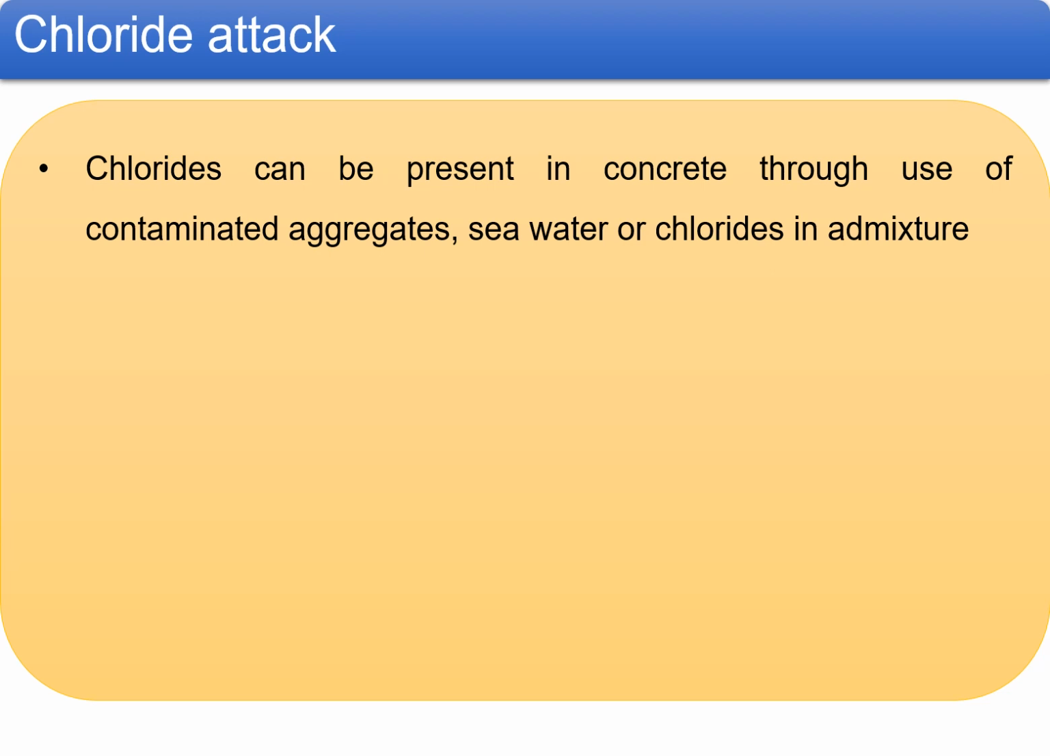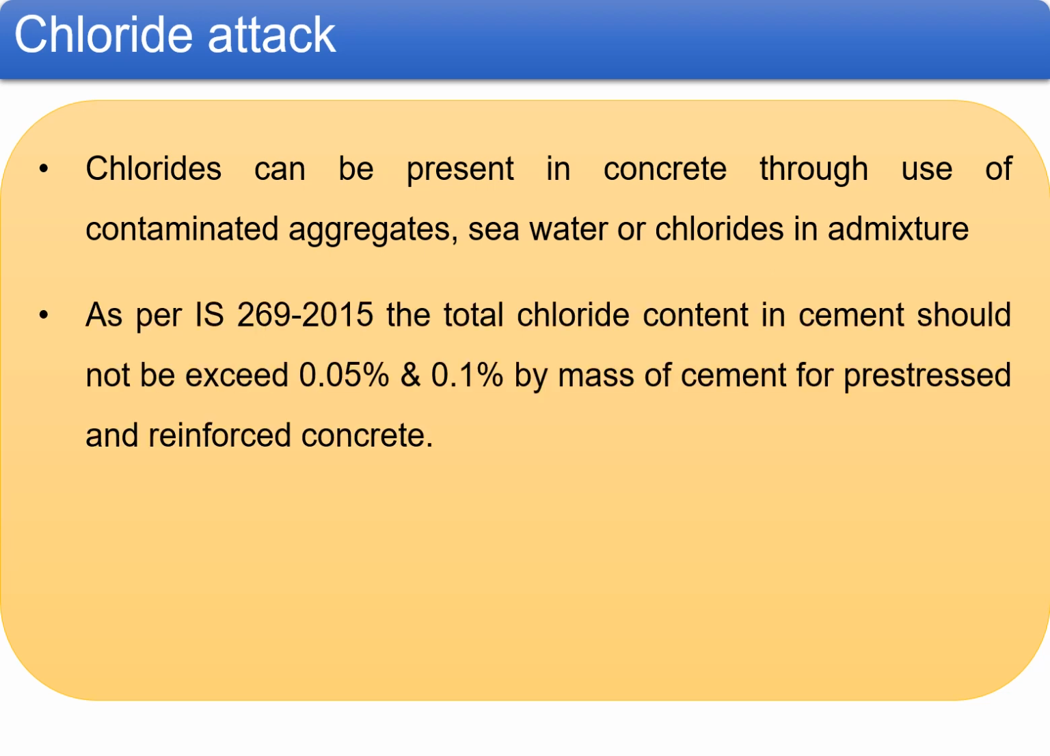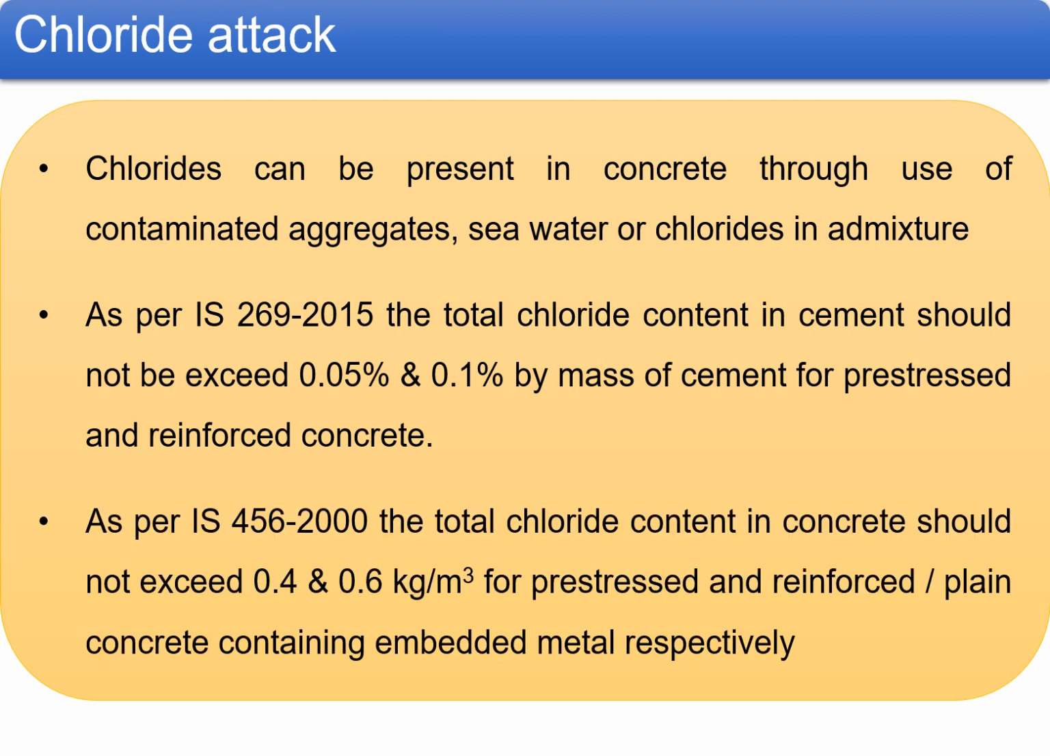Chlorides can be present in concrete through the use of contaminated aggregates, seawater or chlorides in admixtures. As per IS 269:2015, the total chloride content in cement should not exceed 0.05 and 0.1% by mass of cement for pre-stressed and reinforced concrete. As per IS 456:2000, the total chloride content in concrete should not exceed 0.4 and 0.6 kg per cubic meter for pre-stressed and reinforced or plain concrete containing embedded metals respectively.